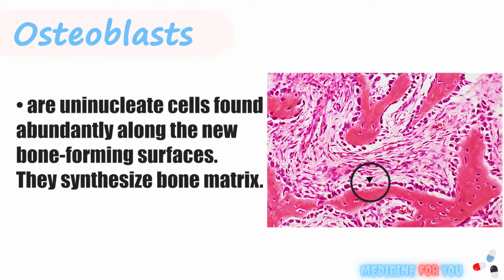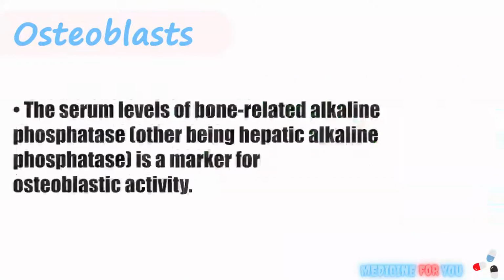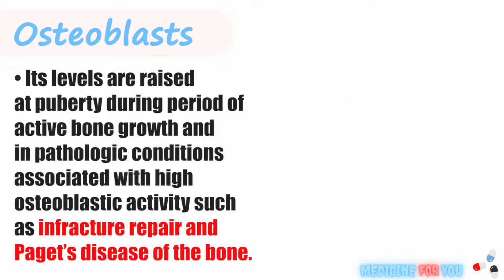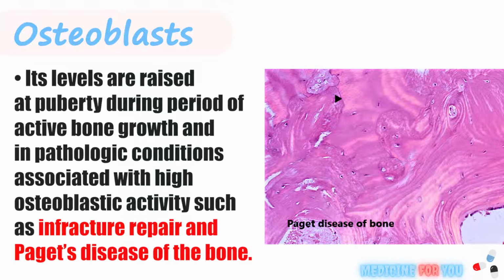They synthesize bone matrix. The serum level of bone-related alkaline phosphatase, the other being hepatic alkaline phosphatase, is a marker for osteoblastic activity. Its levels are raised at puberty during the period of active bone growth and in pathologic conditions associated with high osteoblastic activity, such as in fracture repair and Paget's disease of the bone.